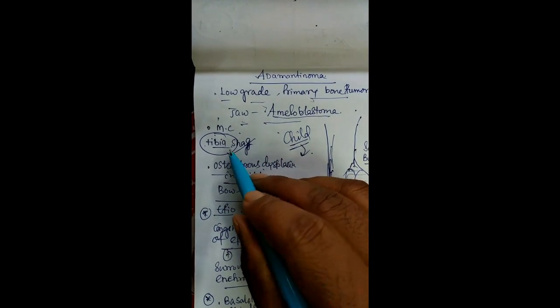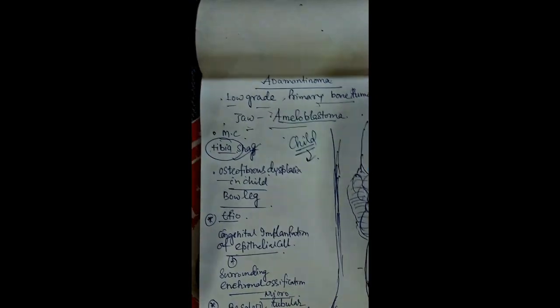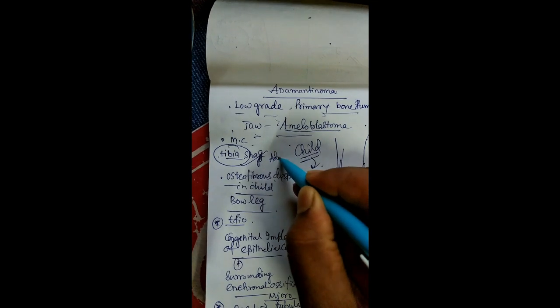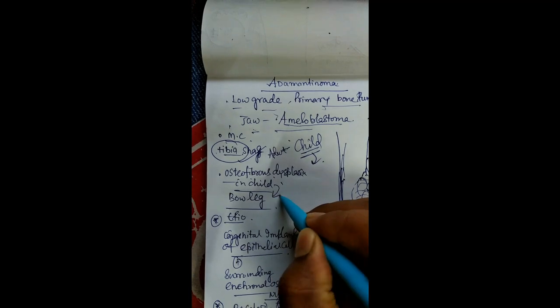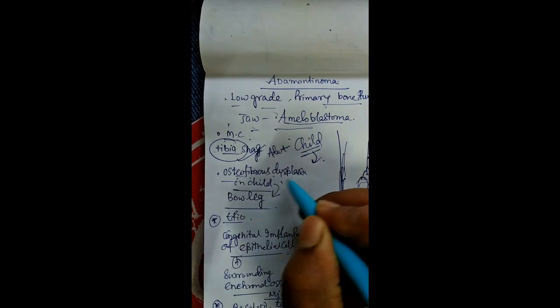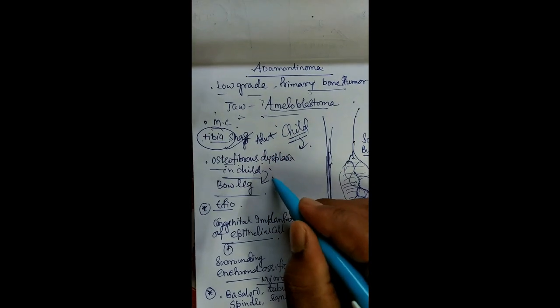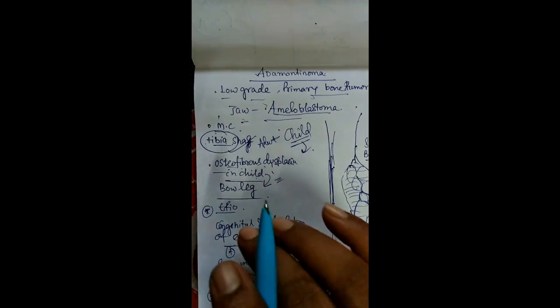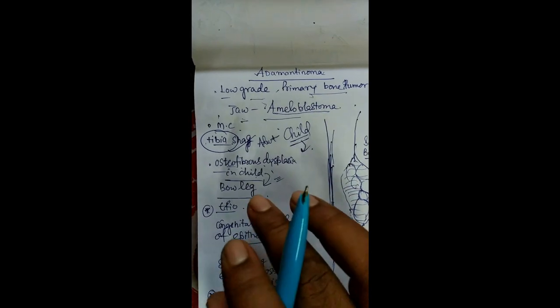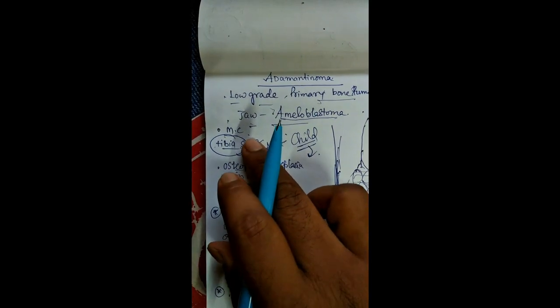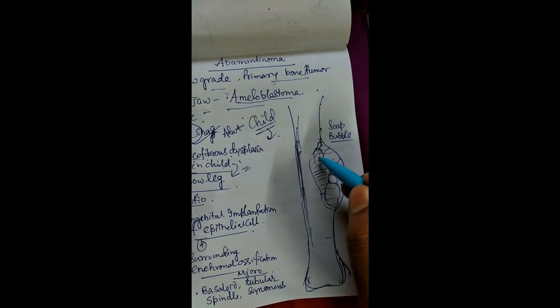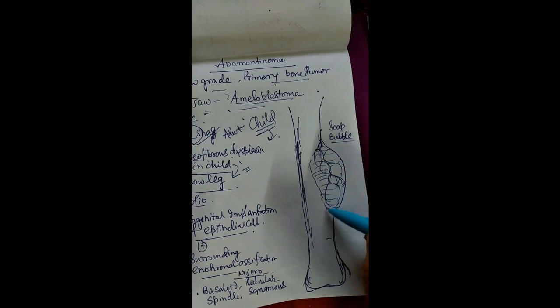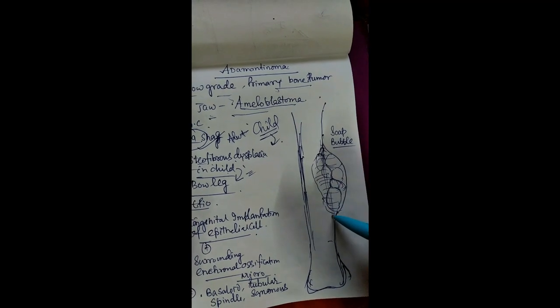Actually, adamantinoma is an adult tumor, but it may also happen in children. It presents with bow leg. This is called osteofibrous dysplasia. This type of patient needs no operation, only clinical and radiological assessment, follow-up and counseling. But in the case of adamantinoma, there is most commonly a ballooning osteolytic lesion affecting the shin margin or anterior margin of the tibia.